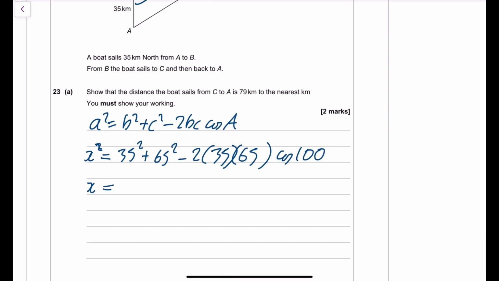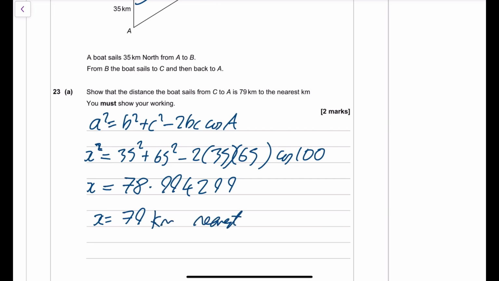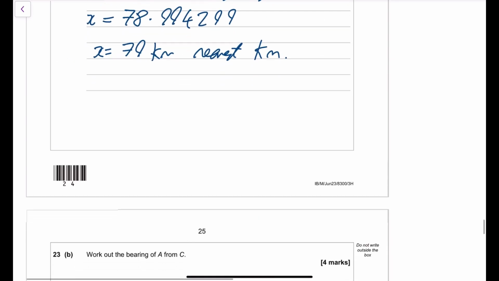Nice as well, because we sort of know if we're right because of the way they have done it. They've told you it should be roughly 79. So let's just do that. 35 squared plus 65 squared minus 2 times 35 times 65 times cos of 100. And square root that answer. And I got 78.994299, which goes to 79 kilometres to the nearest kilometre. Happy days. And you know you've got those marks, only 2 marks for that question, but you still got the 2 marks.